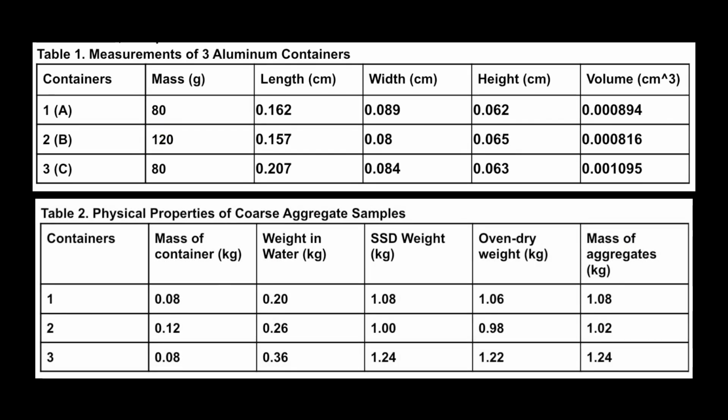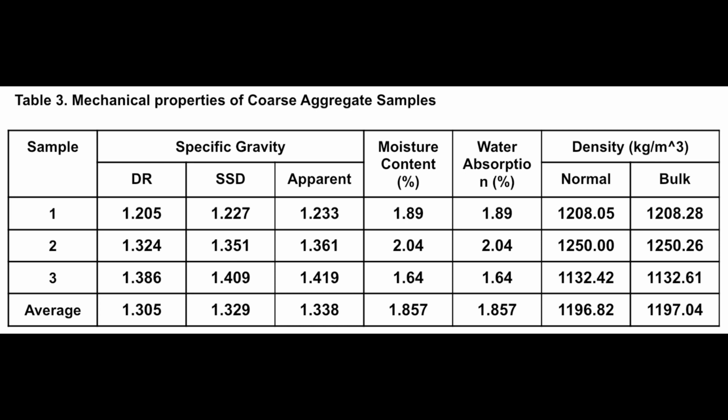These are the data that was gathered. Table 1 shows the measurements of the 3 aluminum containers. Table 2 shows the physical properties of the samples. So we have their mass, weight in water, SSD weight, and oven dry weight. Table 3 shows the mechanical properties of the samples.